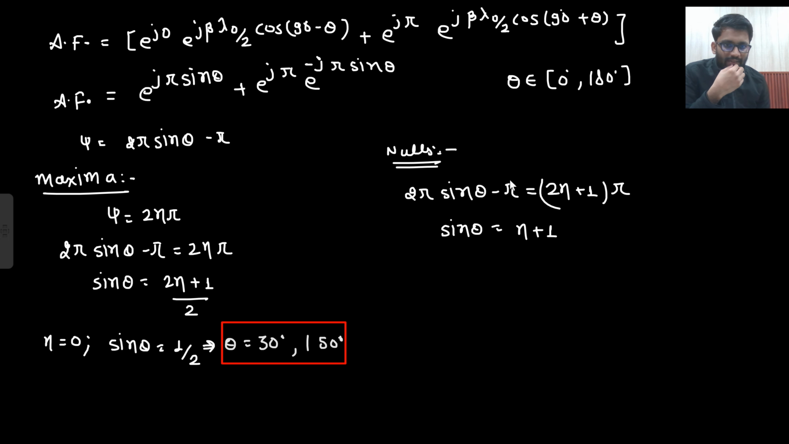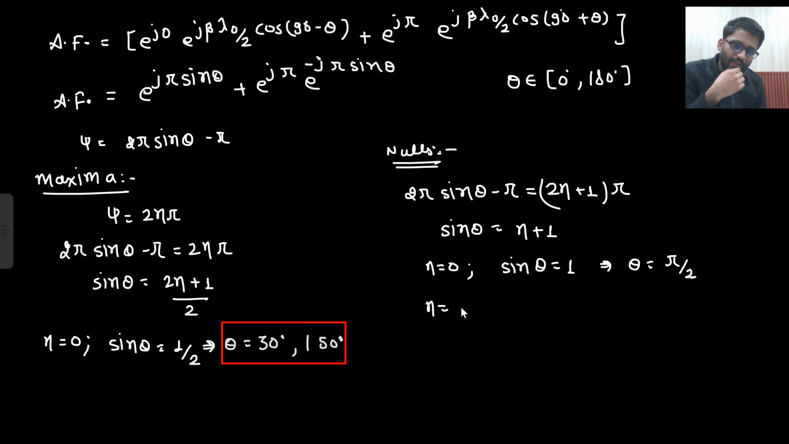Pi and pi are getting cancelled. This would be 1, 2n + 2, and then this will also cancel, 2n + 2 divided by 2. So sine theta equals 1 if you put n equals 0. So what are you getting? Theta equals 90 degrees. Right? This is one of the nulls.